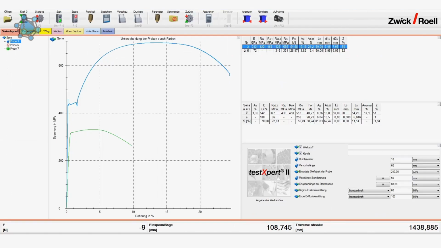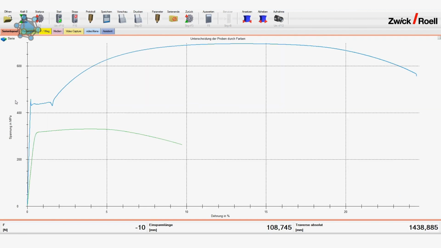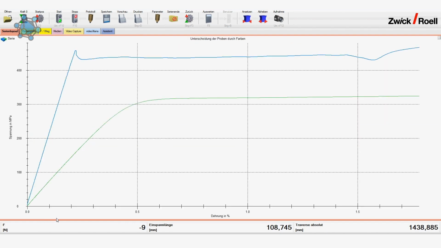Comparing the two curves directly, first test being above and the second test below, we see a clear difference in the curve progression. The curve above clearly shows a pronounced yielding region, or flow region, while the curve below shows a direct transition into the strain hardening stage. There's also an obvious difference between the two ultimate tensile strengths and between the two elongations to the point of fracture.